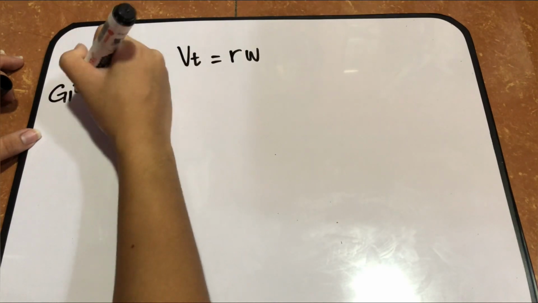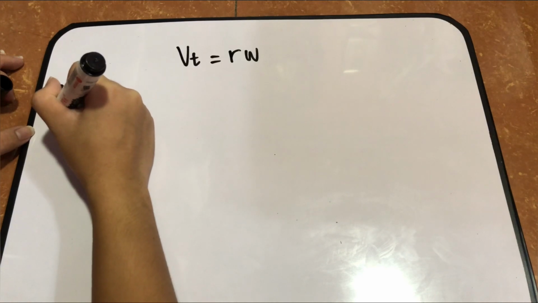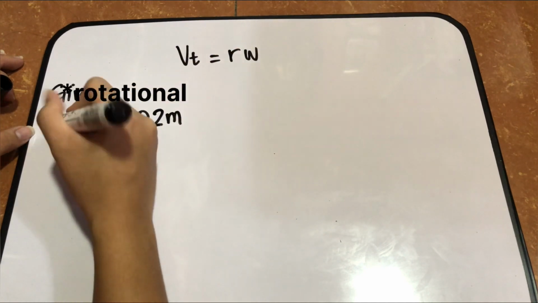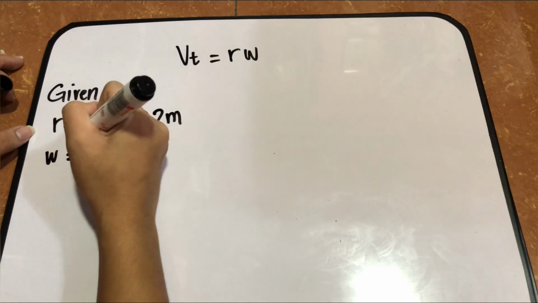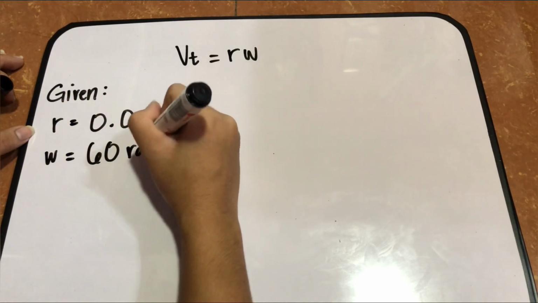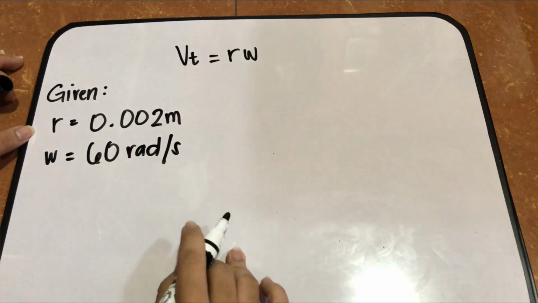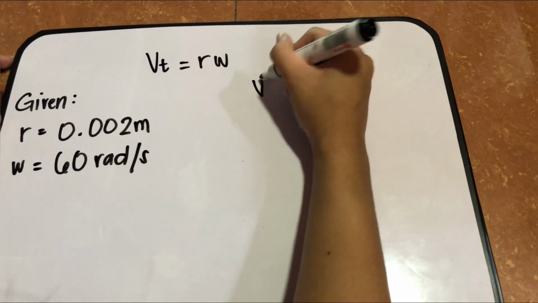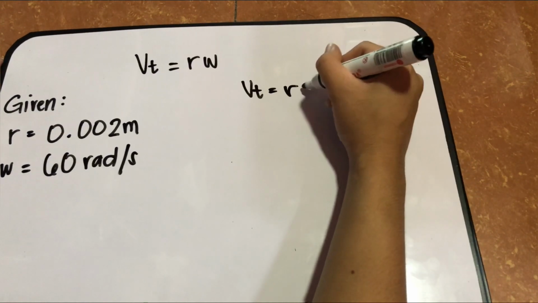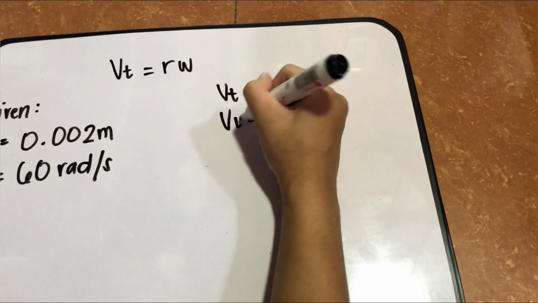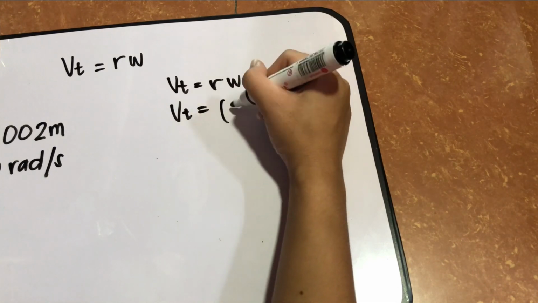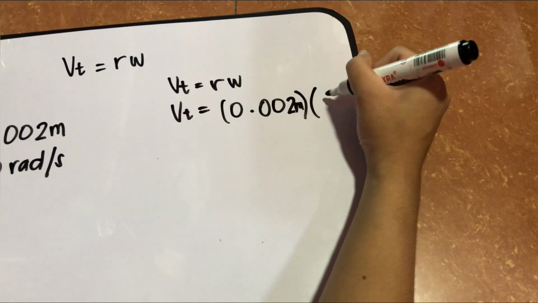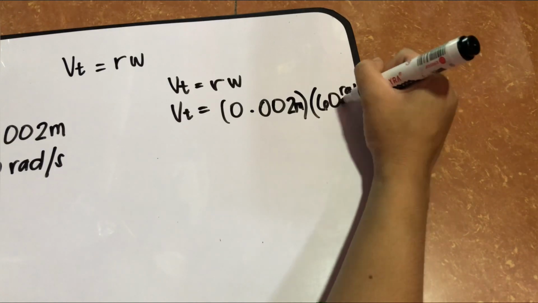Since the radius is already given as 0.002 meter and the rotational speed is 60 radians per second, all we have to do now is solve it. So, Vt is equals to R times omega. R, the radius, is 0.002 meter times 60 radians per second.